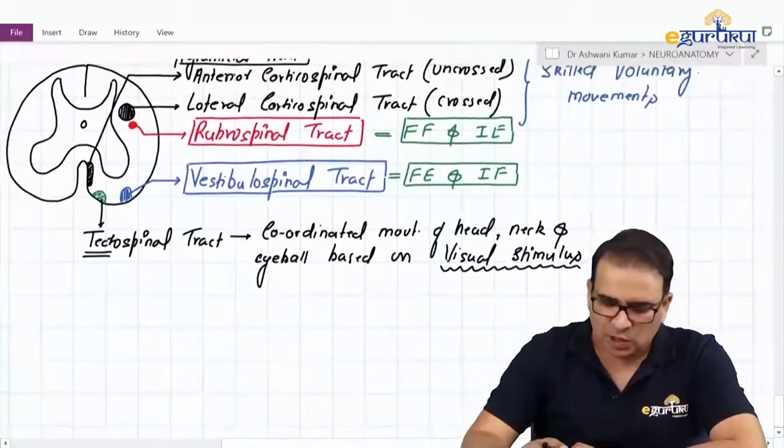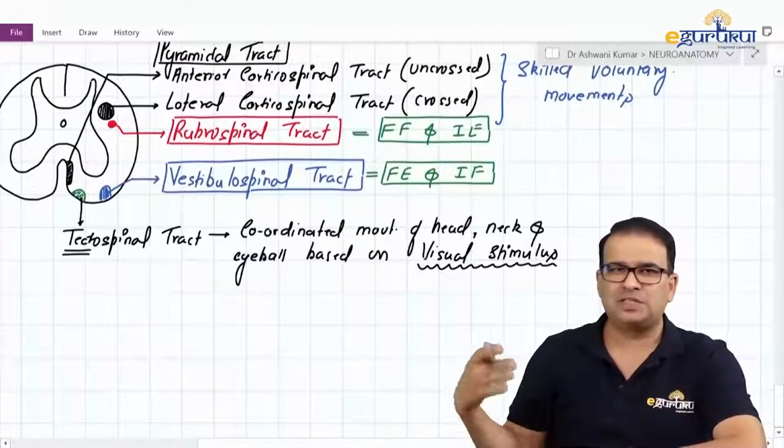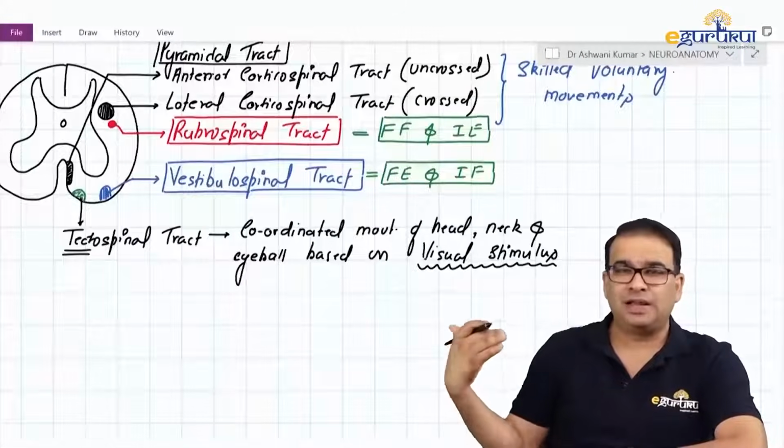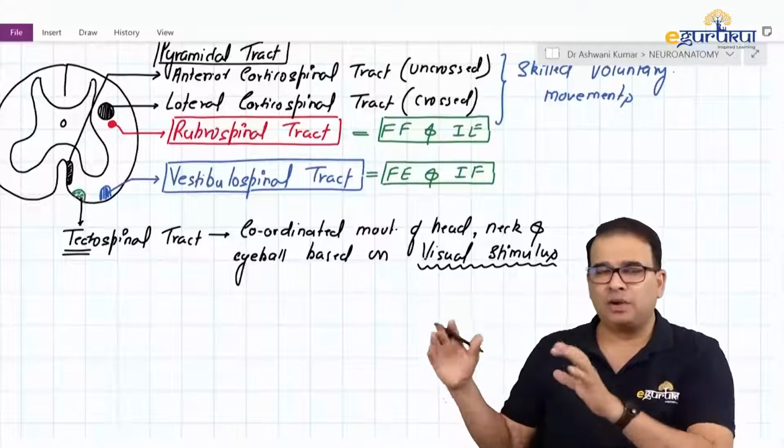Now there are other tracts also present at the cross section level of the spinal cord, but we don't have to look into them, like vestibulospinal. We have the medial and lateral reticulospinal tracts also. So we're just looking at the important ones.